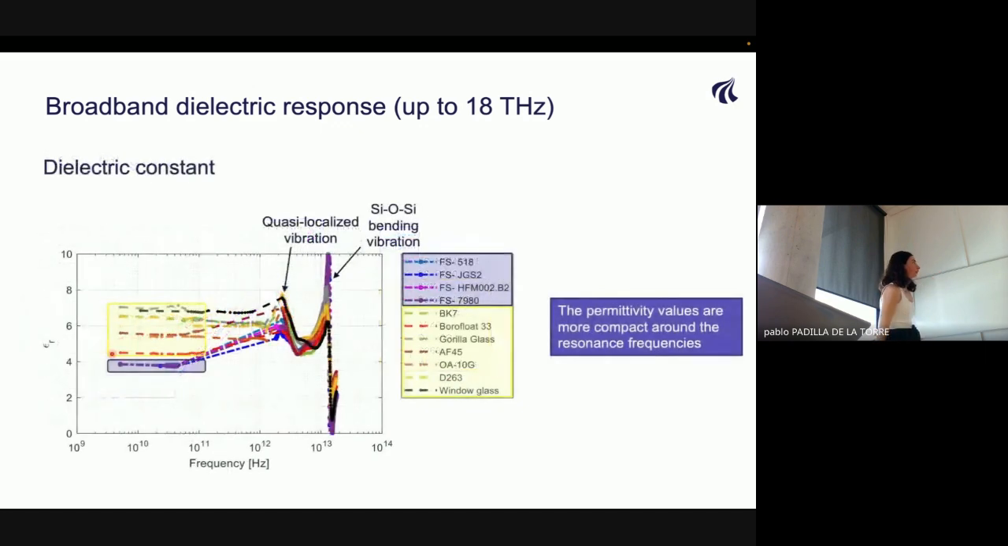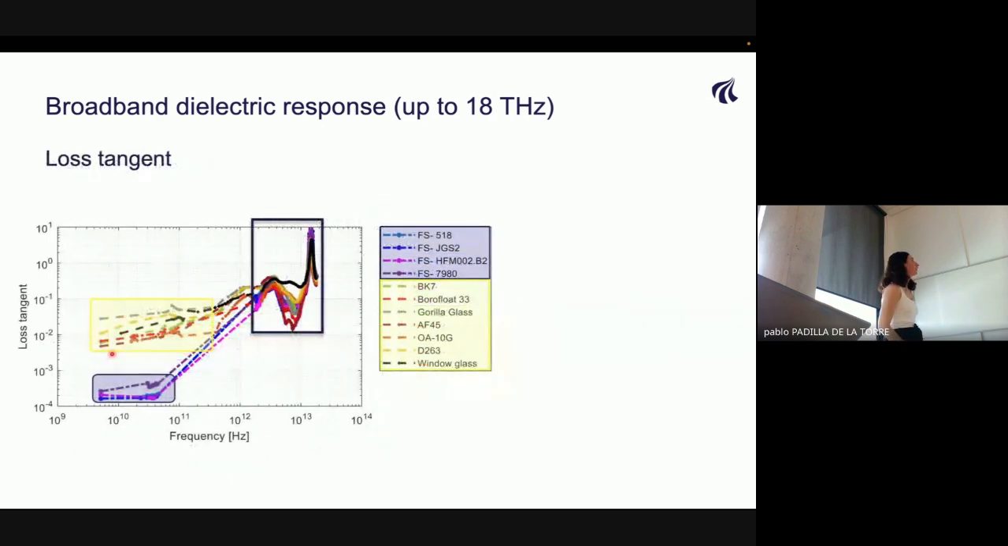And yes, I will mention it, sorry for going back and forth, but I will mention it here. This is the loss tangent. As you can see, the fused silicas have a very low value. And then we have the glasses here, and as we move up in frequency, they are all together.